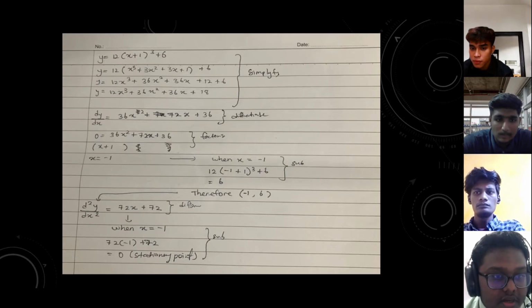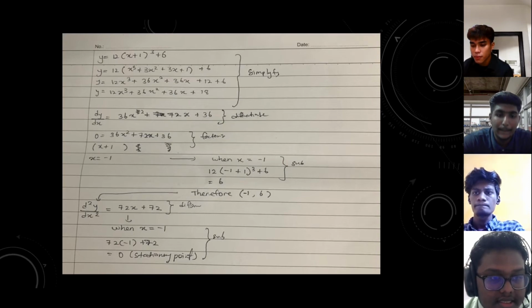We will get x equals negative 1. Then we need to substitute this into the equation, so 12 times (negative 1 plus 1) to the power of 3 plus 6. We will get 6. Therefore the point is negative 1, 6. Then we need to differentiate the equation again. d2y over dx squared equals 72x plus 72. When x equals negative 1, 72 times negative 1 plus 72. We will get 0. As I said just now, at a stationary point it is 0.